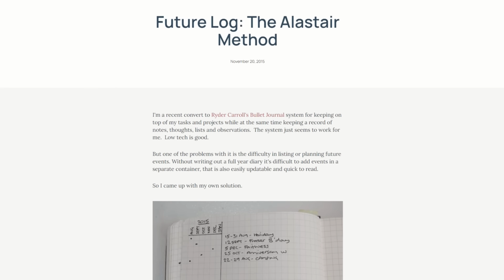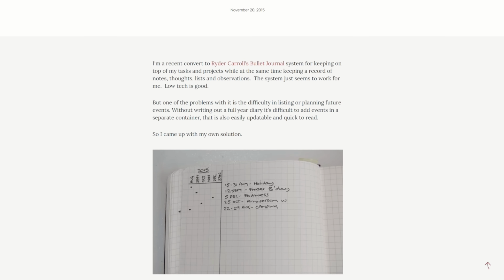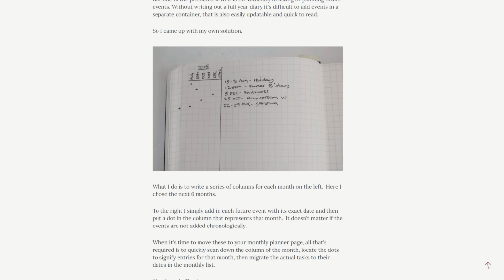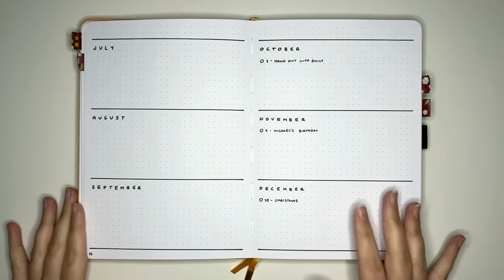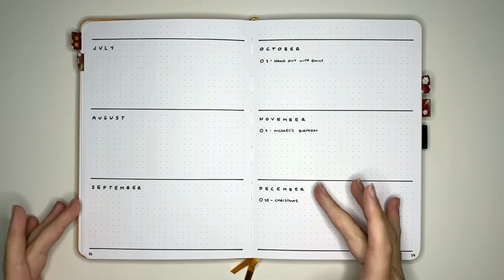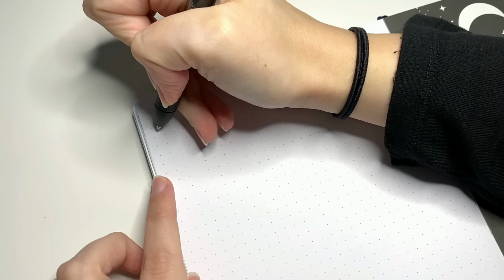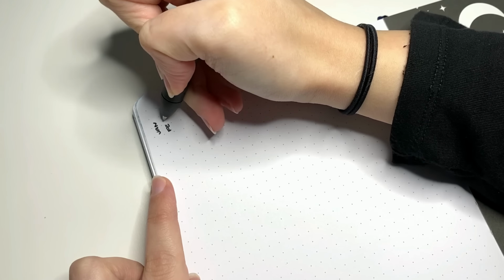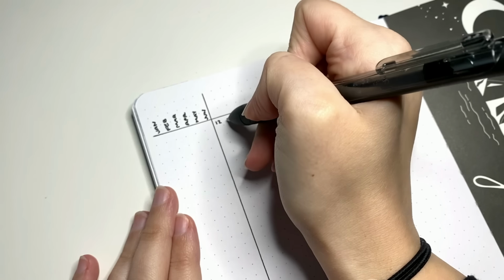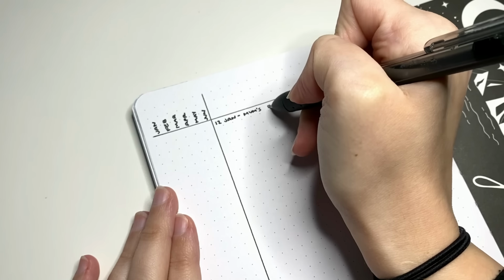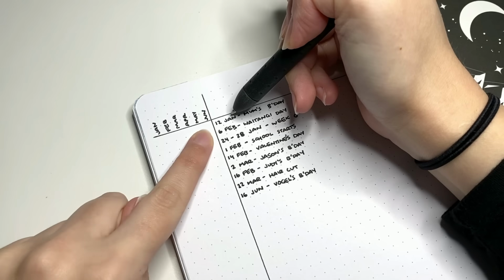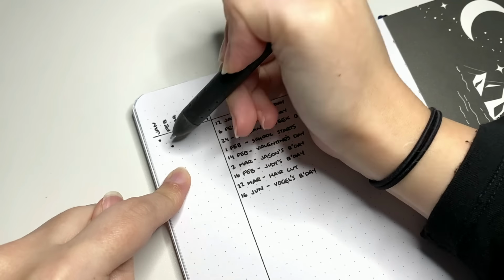The original Alastair method system was shared by Alastair Johnson back in November of 2015. And in his original method, he was looking to organize future events in his journal. Rather than just using the original future log system, where you have a designated space on a spread to write the events for any given month, in his new system, you would write the months out vertically in the top left corner of the page to make a series of columns, and then list your events horizontally beside these, putting in their specific dates. To get a quick visual of which events are happening in which months, he put a dot in the relevant monthly column next to that event entry.